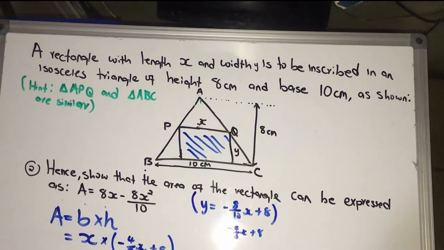So what I can do is multiply by 2 over 2, which is something like multiplying by 1. I can change anything. So this is what I'm going to do: 8 over 10 x squared plus 8x. So now it is exactly the same.